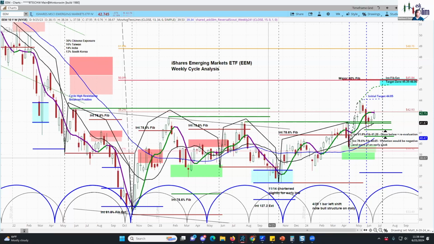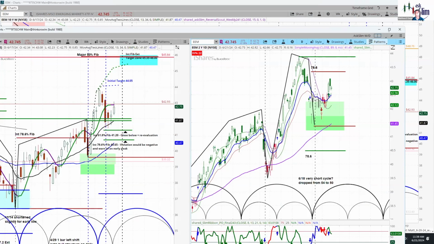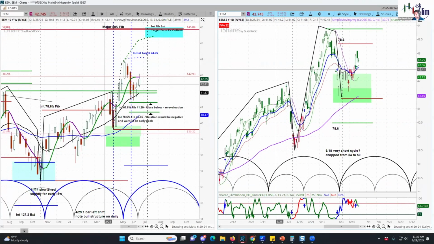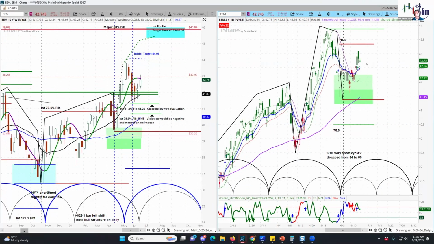And now if I bring in the multiple time frame analysis here using the weekly daily view, we can start to step through some of the evidence here. So on the daily chart, you can see that in this prior cycle, very strong, and we had a major breakout. We had a very strong right-hand translation. So overall cycle structure is positive also on the daily. The current momentum on the daily is positive with the reversal scout turning up as well as the slim ribbon turning up. So we have that in terms of the positive attributes on the daily.